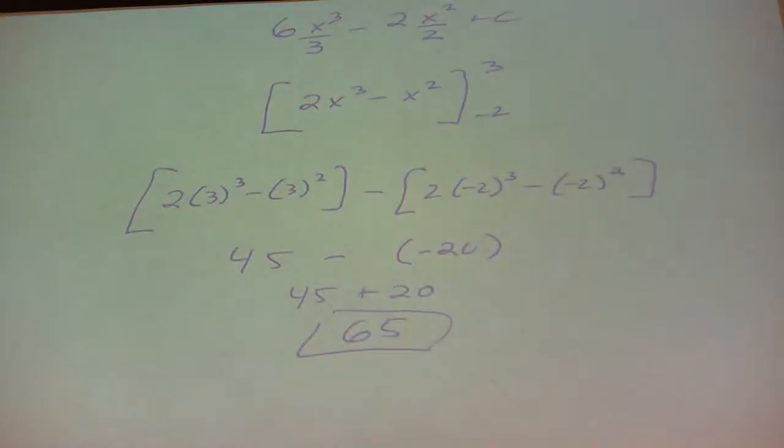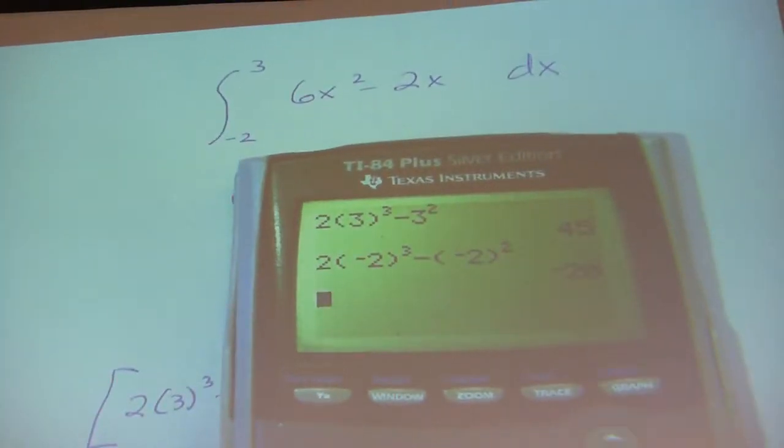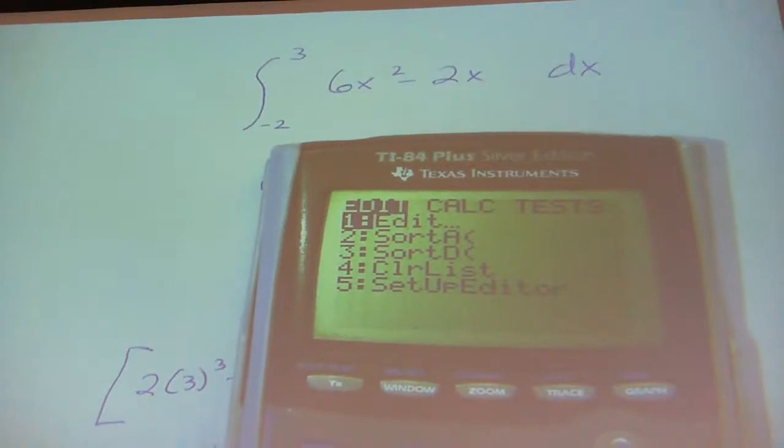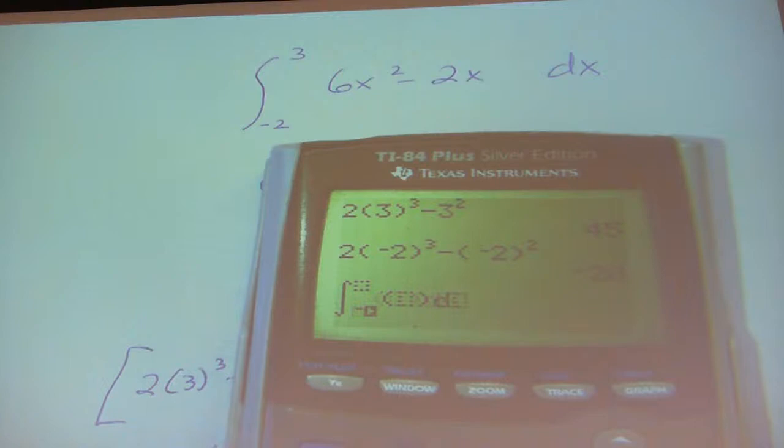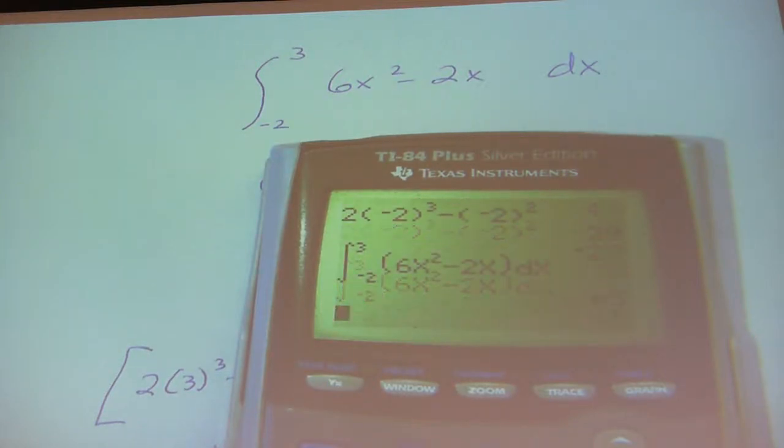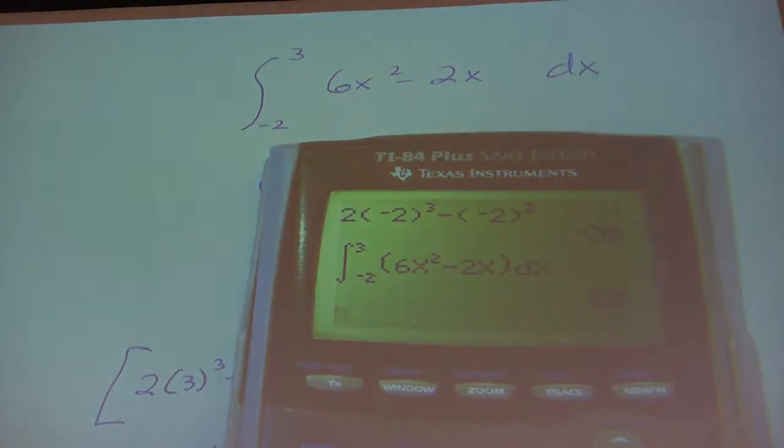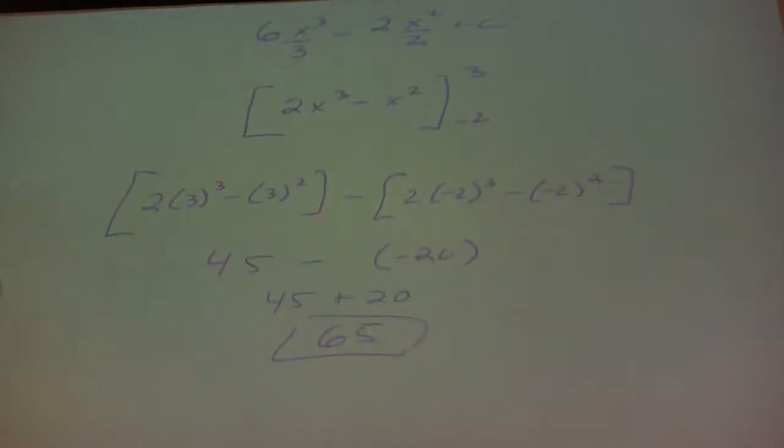So that's review. Let's check that in the calculator. Any questions on how I got 65? So if I checked it, math 9, -2 to 3, 6x squared minus 2x, so there's your 65. Okay? Now, any questions on this problem?